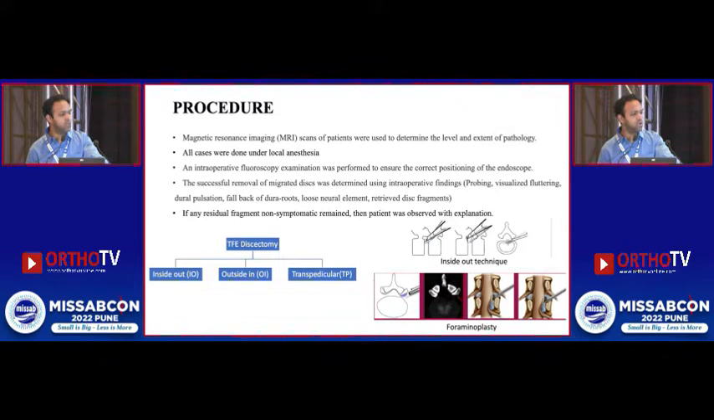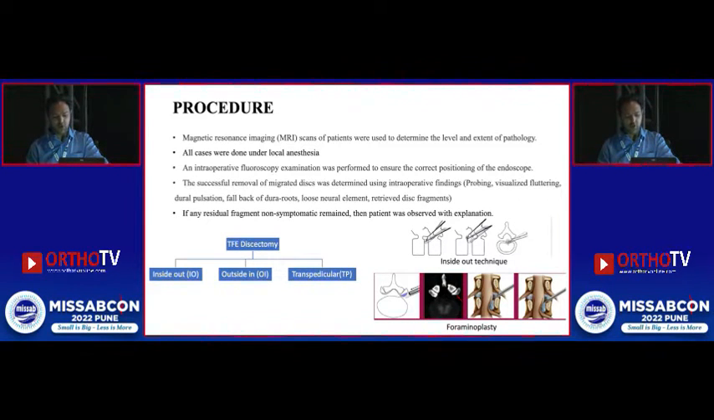MRI scans were done in all the patients to determine the level and the extent of the pathology. All cases were done under local anesthesia. Then intraoperative fluoroscopic examination was done to ensure the correct positioning of the endoscope. After that, the discectomy was done using inside-out, outside-in, and transpedicular techniques.